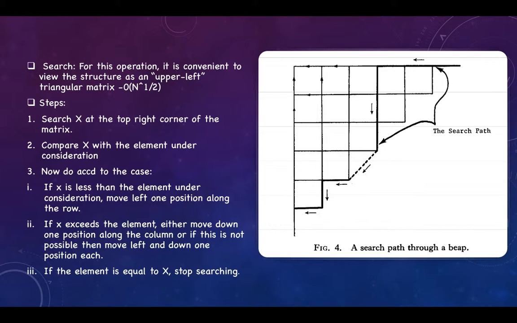The steps for searching are, we will start from the leftmost corner of the matrix with this cell, and we'll compare the element with x. If it is greater than x, then we will move left one position. If x exceeds the element, then we can move left and then down. Otherwise, if the bottom element is present, we can just move down, and if the element is equal to x, then we can stop the search.